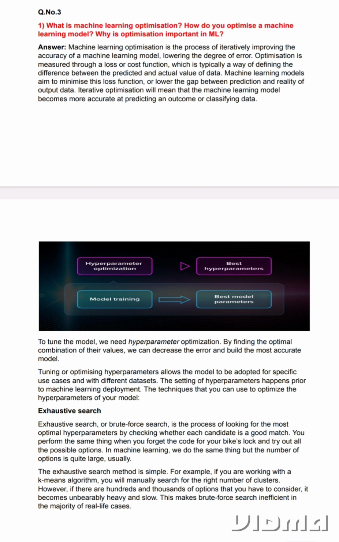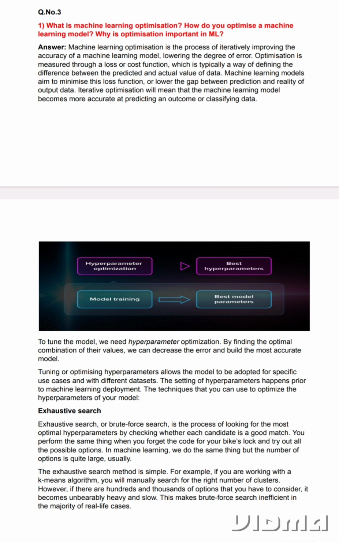The techniques that you can use to optimize the hyperparameters of your model: exhaustive search, or brute force search, is the process of looking for the most optimal hyperparameters by checking whether each candidate is a good match. You perform the same thing when you forget the code for your bike's lock and try out all the possible options. In machine learning, we do the same thing, but the number of options is quite large, usually.